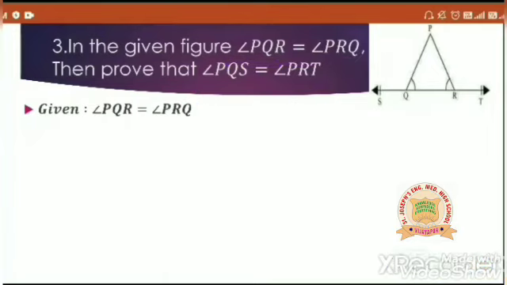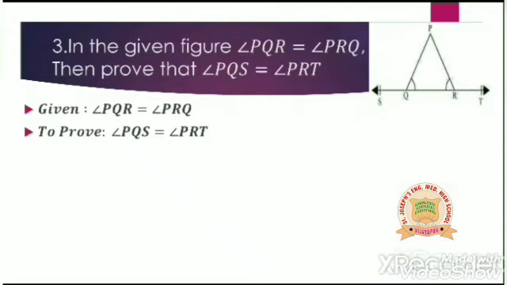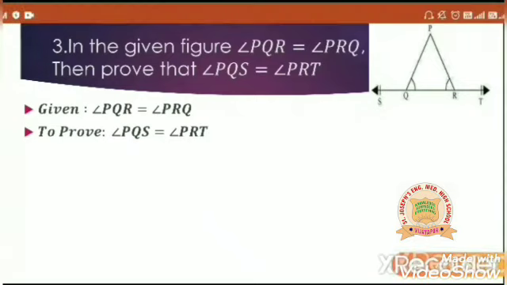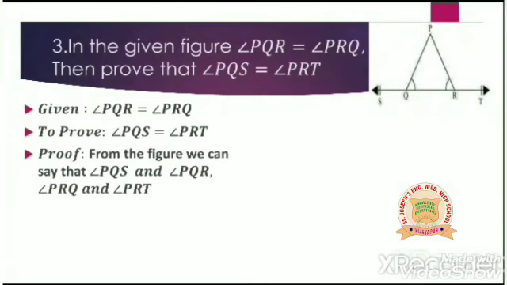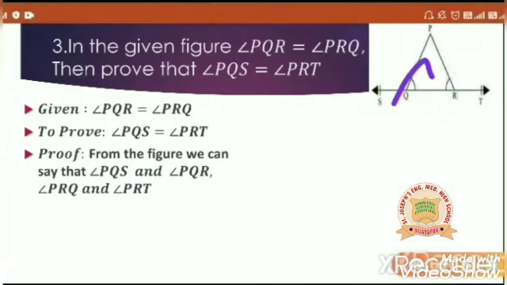Next, to prove, we are going to write angle PQS is equal to angle PRT. They have given angle PQR is equal to angle PRQ. These two angles are equal. So we need to show that angle PQS is equal to angle PRT. We have to show these two angles are equal. This angle is equal to this angle.